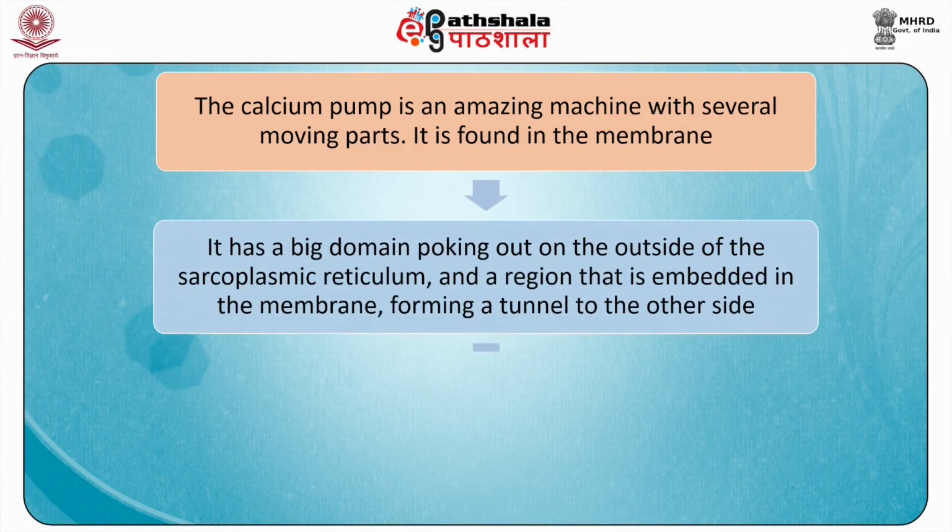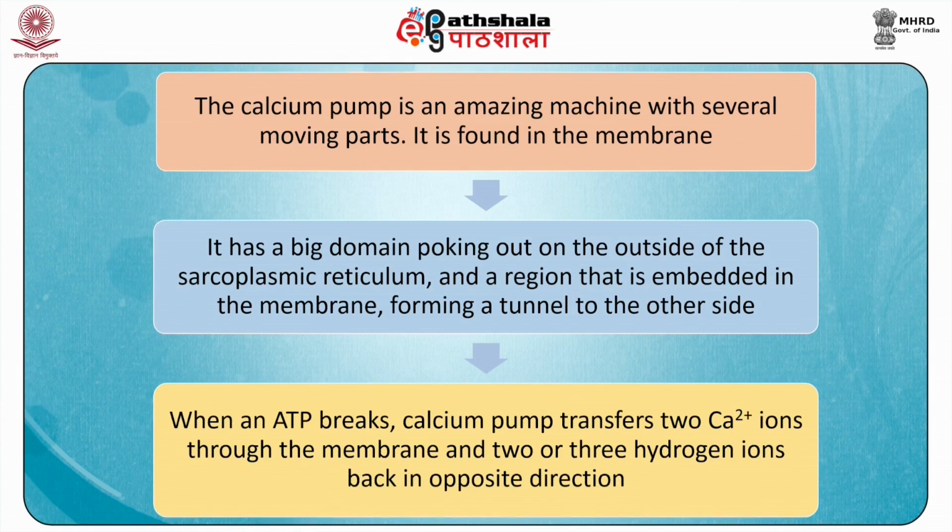It has a big domain poking out on the outside of the sarcoplasmic reticulum and a region that is embedded in the membrane, forming a tunnel to the other side. When an ATP breaks, the calcium pump transfers 2 calcium ions through the membrane and 2 or 3 hydrogen ions back in the opposite direction.